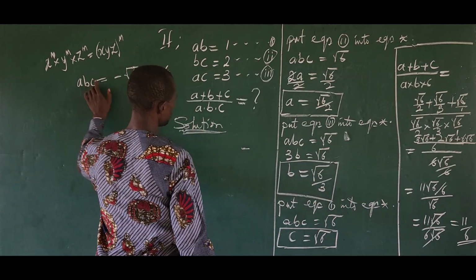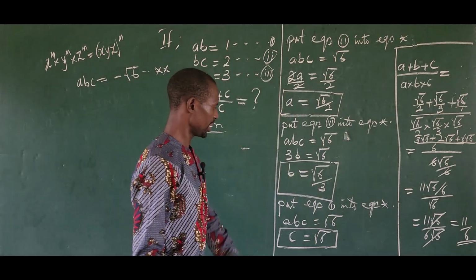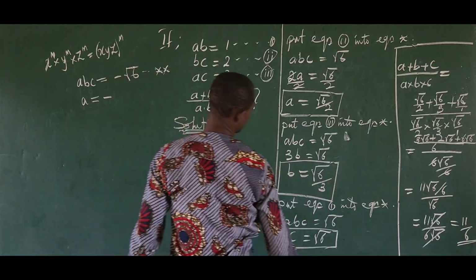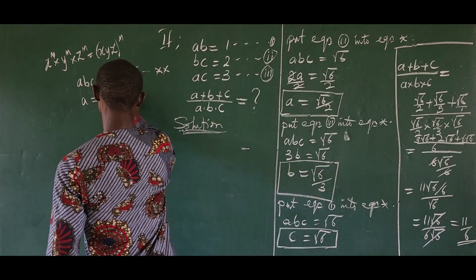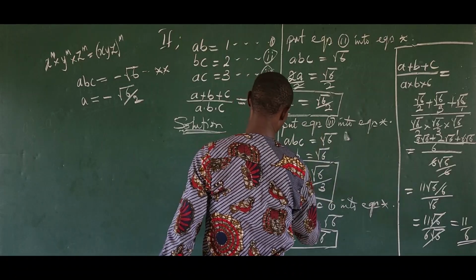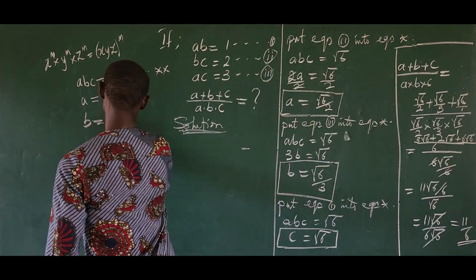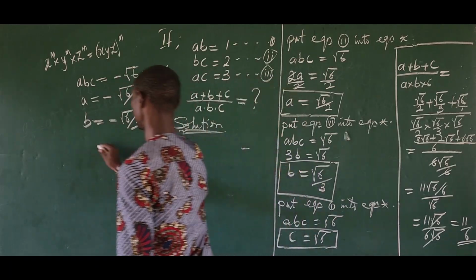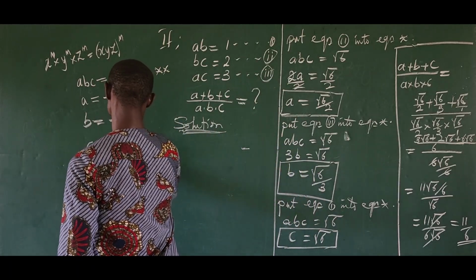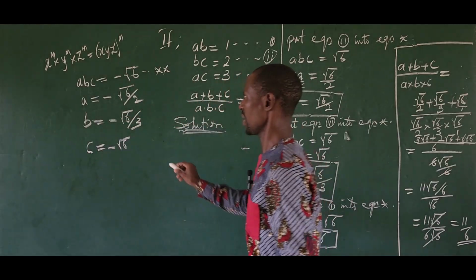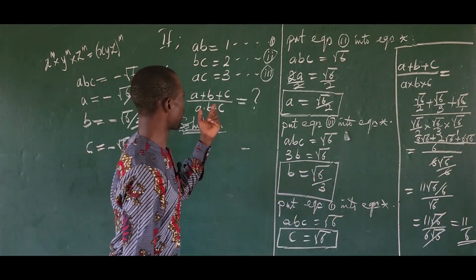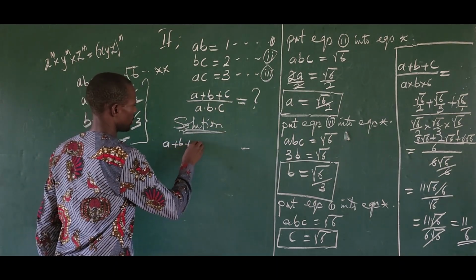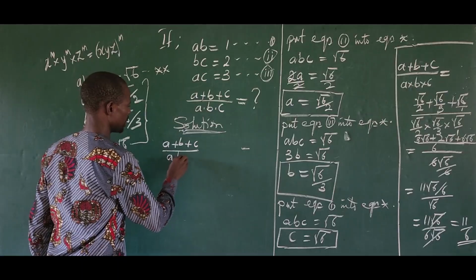Good. So with this, if we solve for a, b, and c, automatically our a is going to give us minus root 6 all over 2. Then our b will give us minus root 6 all over 3. Then our c will give us minus root 6. So these are the values, right? So with this, let's come to what we're asked to look for here. Therefore, we're going to have a plus b plus c all over a times b times c.